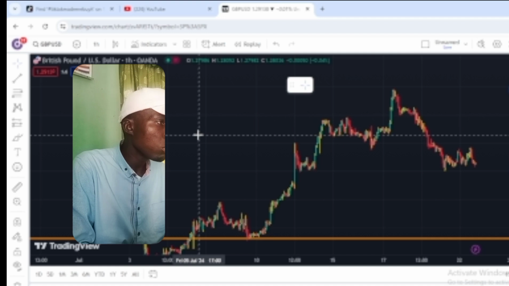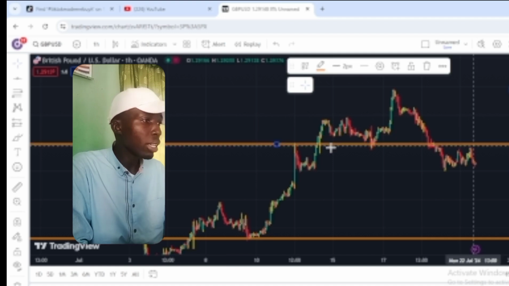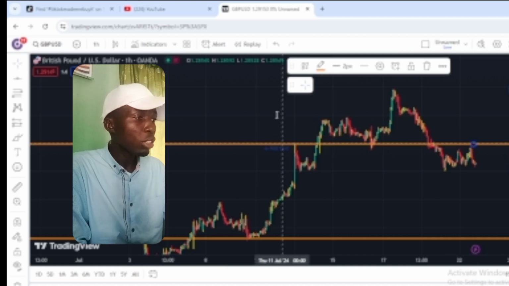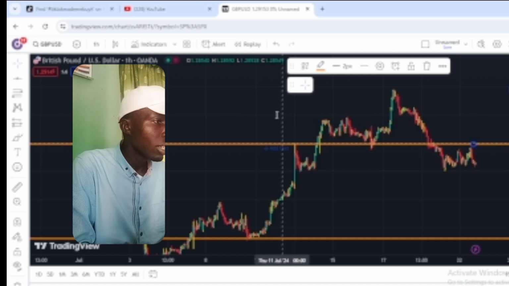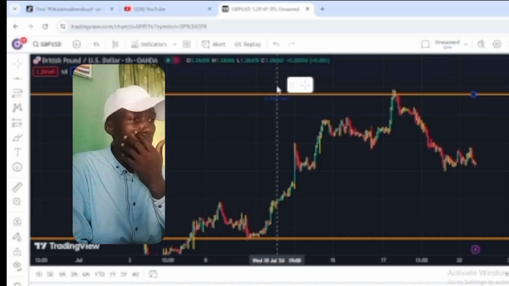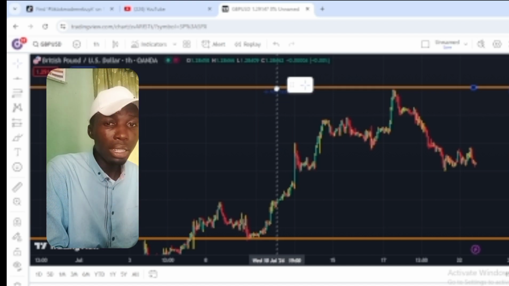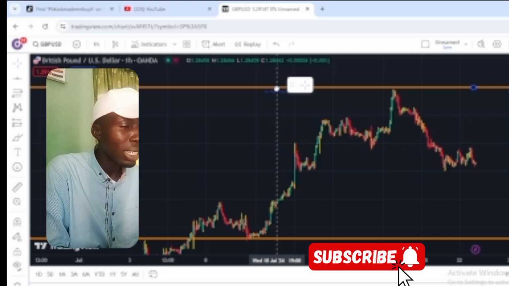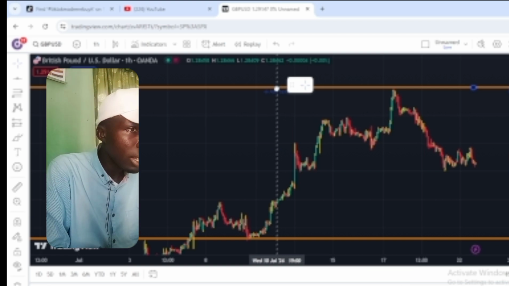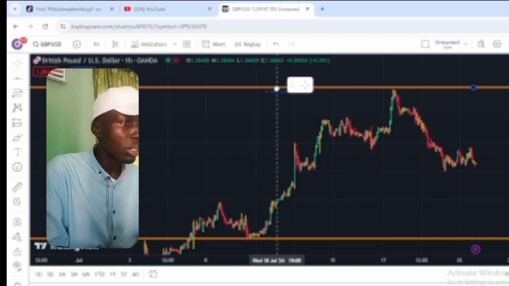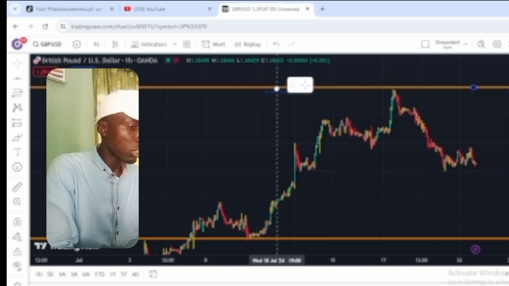So all you need to do, once you come to this place, is go to the horizontal line, select the horizontal line, then the line will come out, then you place the line. As you can see, I just placed the line here. Once I take this line, look at where I'm taking it to: the highest point. This highest point, what do we call it? We call the highest point our what?